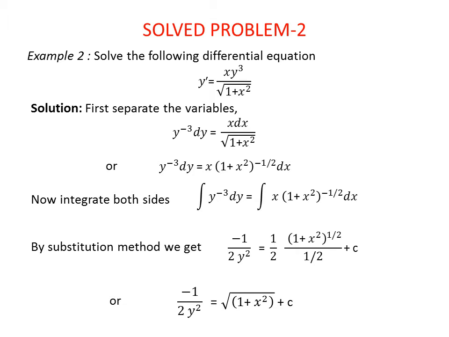Finally, if we simplify it, the half on our right hand side and the half in the denominator of 1 plus x square to the power half will cancel out, and the left hand side is the same. So minus 1 by 2y square is equal to under root 1 plus x square plus c. This is our required solution.